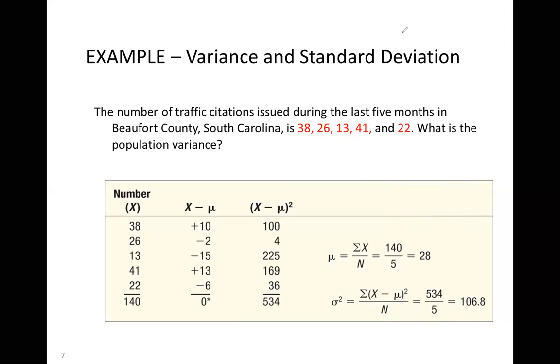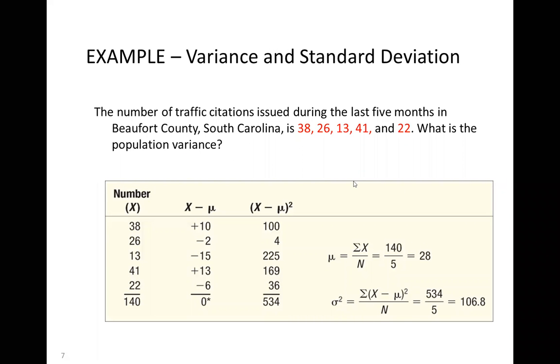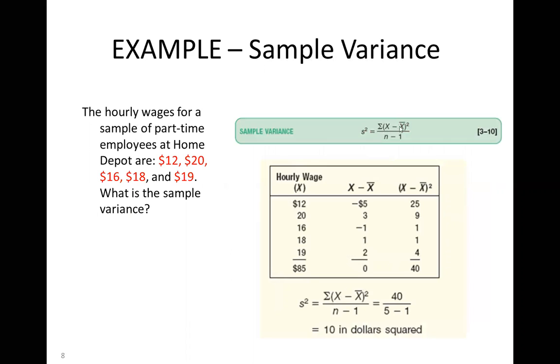Now I need to find another example for the case of the sample. The same, whatever the data you have, find x minus mu or x minus x bar squared, and then add them up. Divided by n, it will be the variance for the population; divided by n minus 1, it will be the sample variance. So now another example for the variance from sample data. In that slide, divided by n, and in this slide, sigma x minus x bar squared divided by n minus 1.